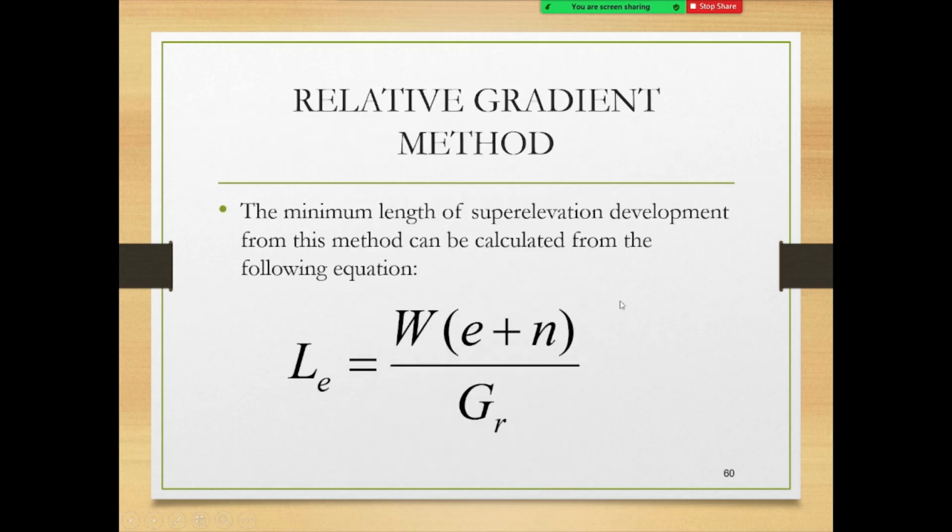Then to calculate the super elevation development length, there is an equation. The minimum length of super elevation development from this method can be calculated from the following equation, right? LE equals W into (E plus N) divided by GR. Now please note down what these are, they are not in the lecture note. LE is super elevation development length. Please note down now, because there can be an exam question on this.